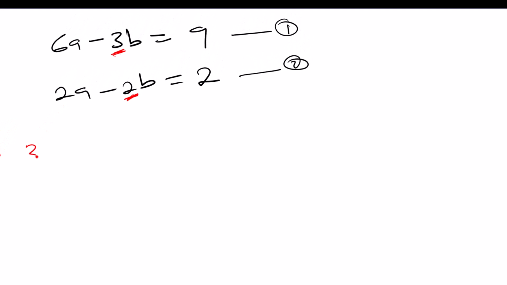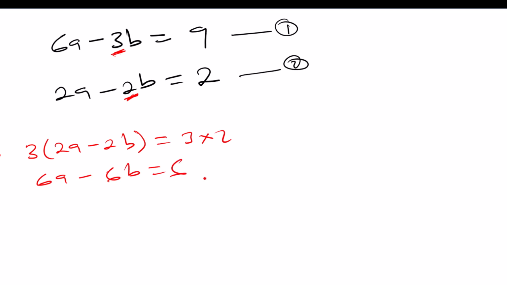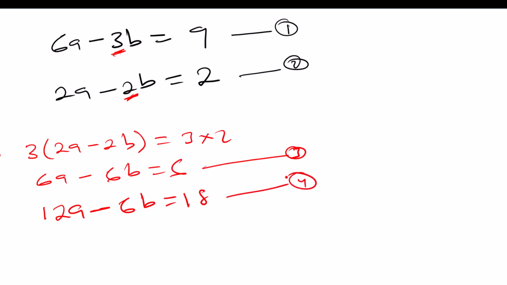So 3 times equation 2. 3 times 2 gives 6a, minus 6b equals 6. Let's call this one the third equation. And let's use 2 to multiply equation 1. So 2 times 6 is 12, 2 times 3 is 6, 2 times 9 is 18. So equation 4. Let's observe the coefficients now. We have 6 here, 6 there. So we can remove the b.